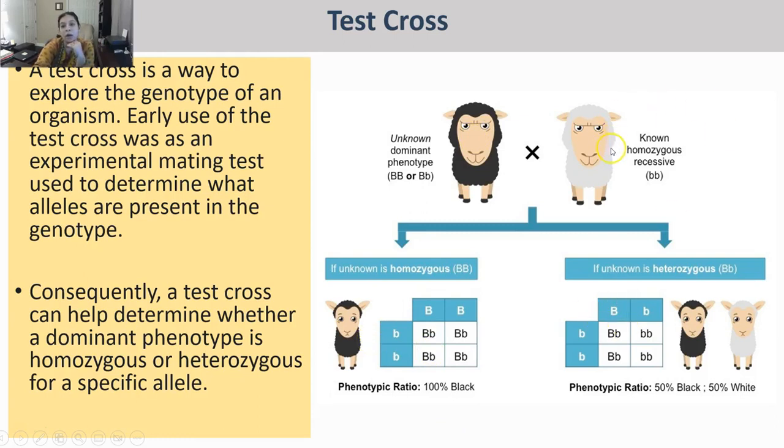However, if our unknown is heterozygous, then you have the possibility of getting white sheep as well. Actually, 50% of the individuals would be black sheep and 50% would be white. So you would know within a generation whether it was a true breeding individual or a heterozygous dominant-containing individual.